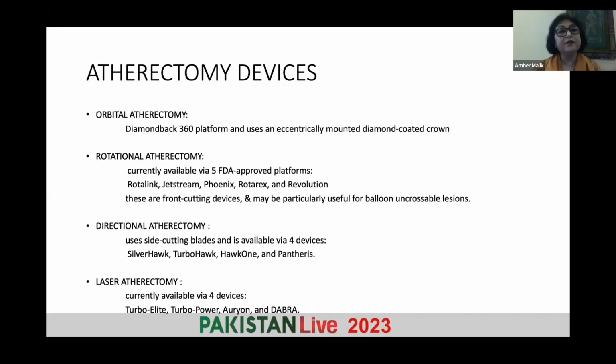What kind of atherectomy devices? I think we have rotational atherectomy in our country, so that is something that can be used, which is the Rotalink now. And then there is orbital atherectomy, and directional atherectomy like the SilverHawk, TurboHawk, HawkOne and Pantheris. And this is something that is not present in our country. And there is laser atherectomy, and I think Asim Javed might bear me out that they have laser atherectomy devices in their center, and somewhere else also in Pakistan they are using that.